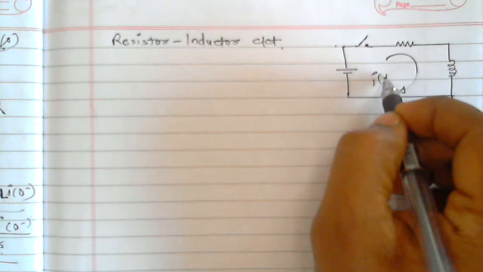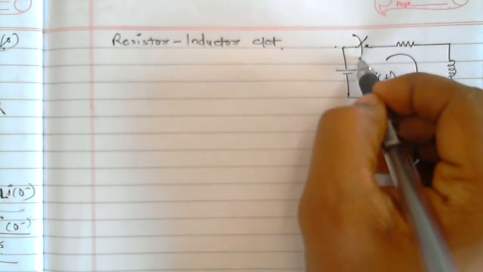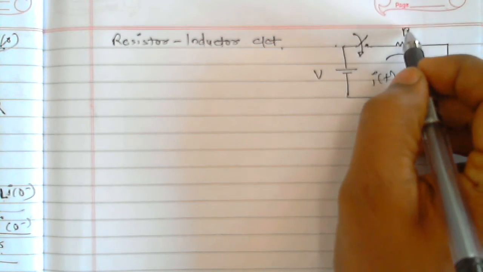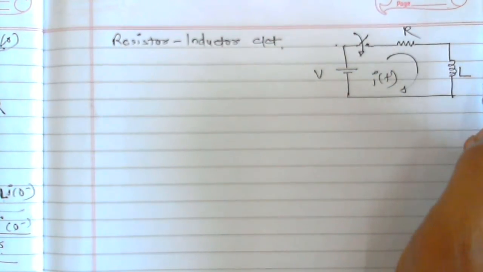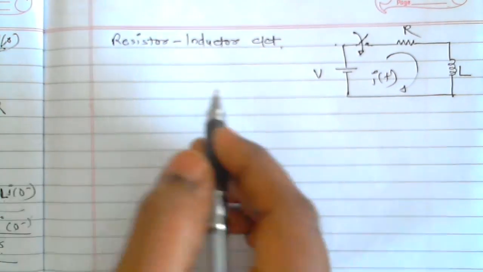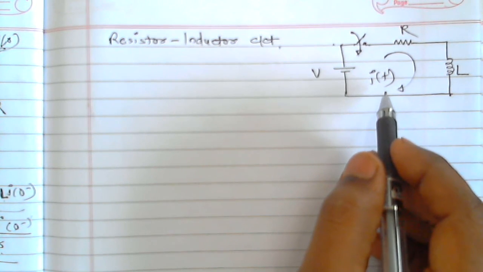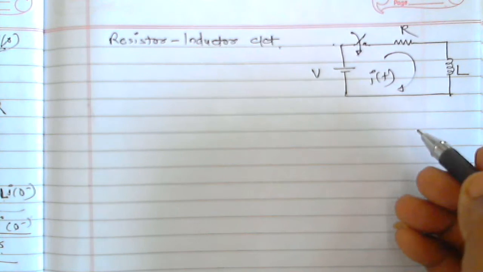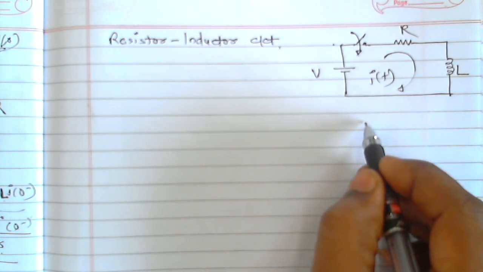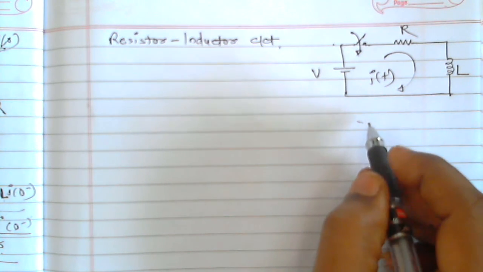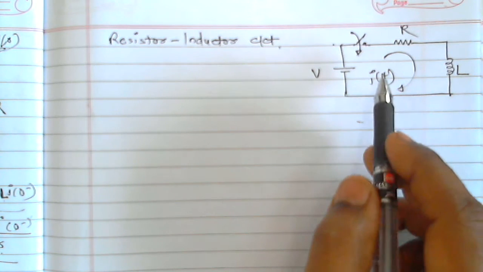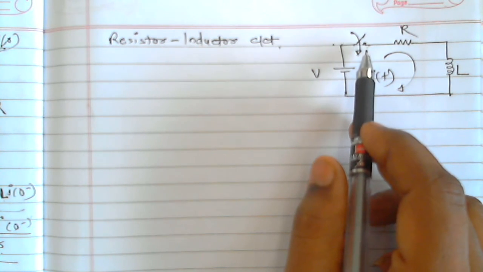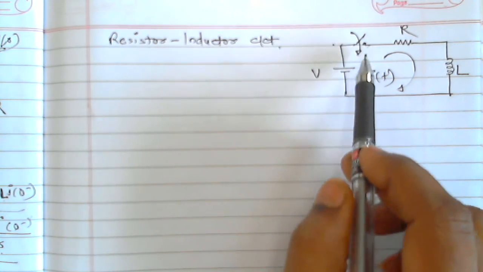It's for i(t). The initial condition of the switch is open, then it is closed. This is V R L. Okay, now this is the time domain circuit. First thing, we have to draw the circuit in the frequency domain. I will draw the circuit for the frequency domain when t is greater than 0, right? Means when the switch will be closed.